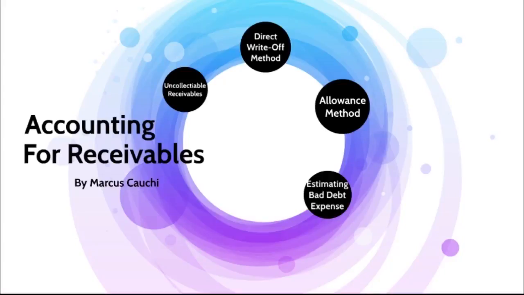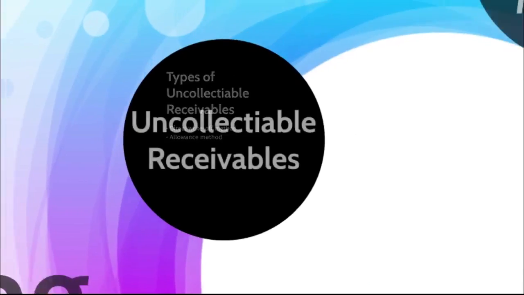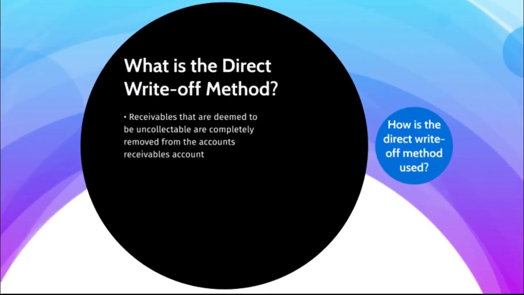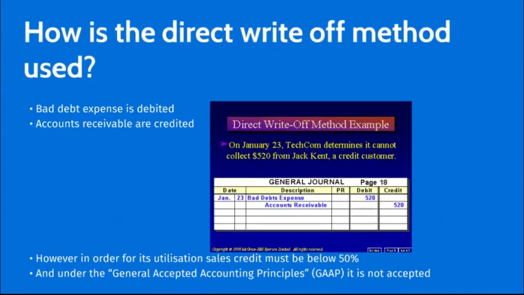Accounting for receivables. The types of uncollectible receivables consist of the direct write-off method and the allowance method. The direct write-off method consists of receivables that are deemed to be uncollectible and are completely removed from the accounts receivable account. How is the direct write-off method used? Bad debts expense is debited and accounts receivable is credited.